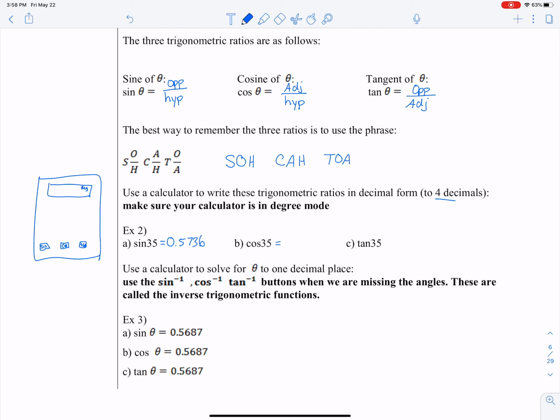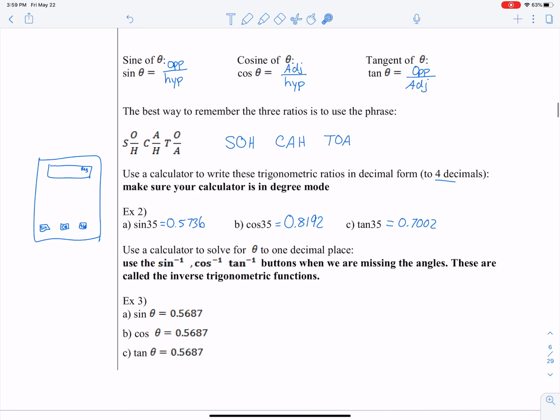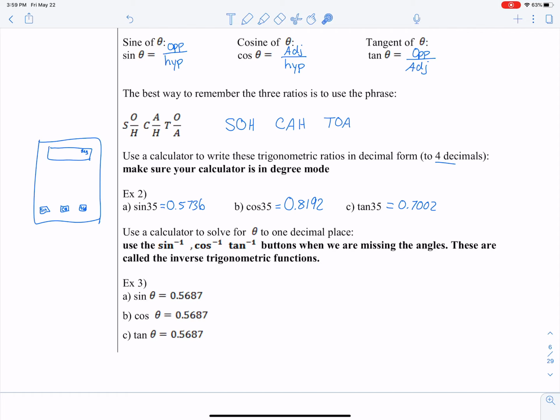So when I put the sine of 35 in my calculator, I get 0.5736. For the cos of 35, I would type in 35 and press the cos button, or press the cos button first and type in 35, depending on the calculator, and I get 0.8192. And then the tan is 0.7002. So you should have these 3 answers. If you round it a little differently, that's not a big deal, but in general, it should be this number. If you did not get these as your answers, it means that you're doing something wrong with your calculator. Either it's not in degree mode, or you're not using your buttons correctly, and you need to do some troubleshooting.